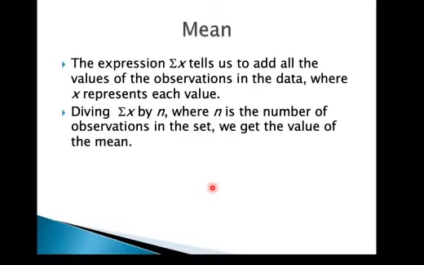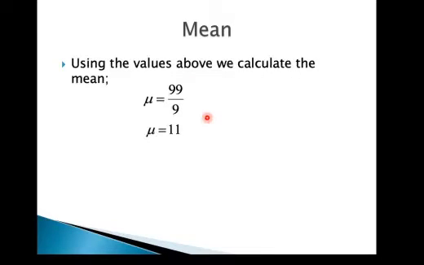And the expression tells us to add all the values in the data. Sum of x, where x is a variable, it represents each value, and then divide the sum of the x's by n, where n is the number of observations in the set, and then we get the value of the mean. And so, using the values that we showed to you a while ago above, we calculate the mean to be 11. The mean is 11.